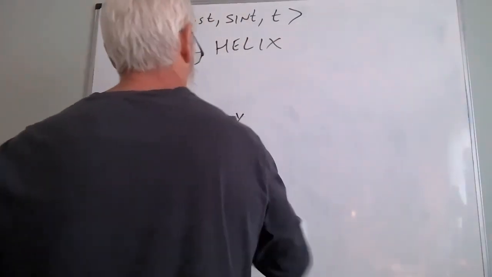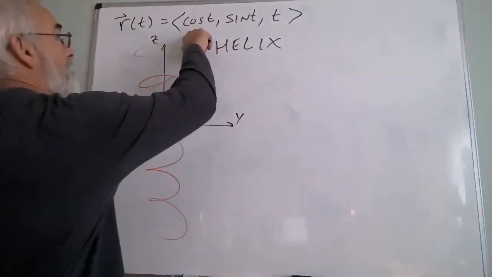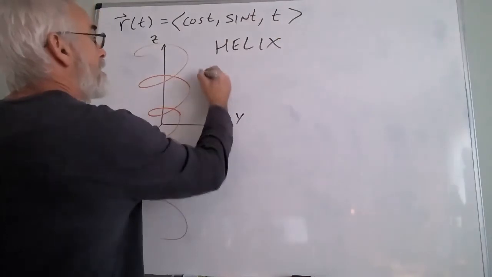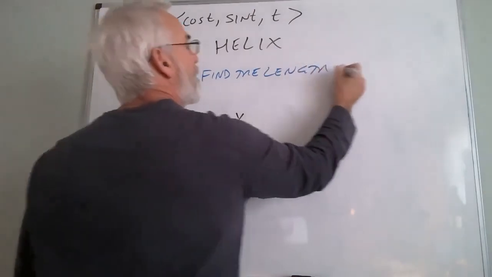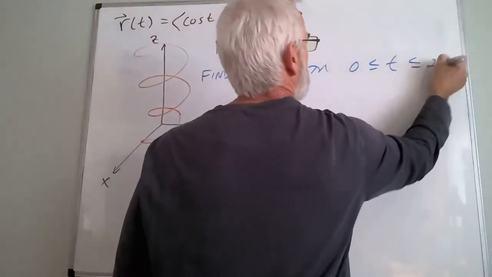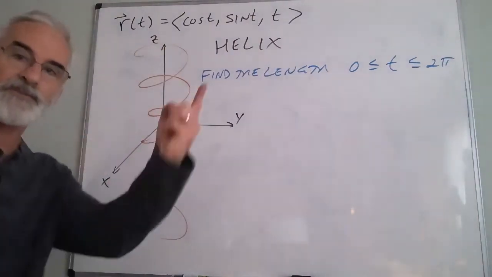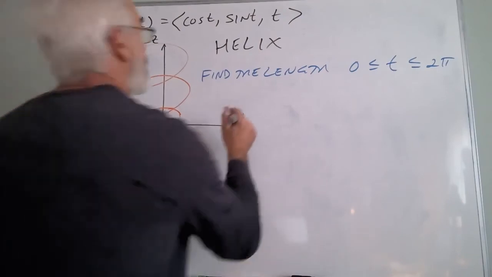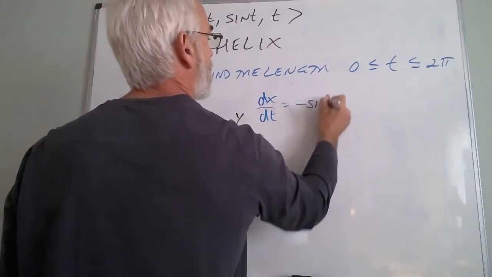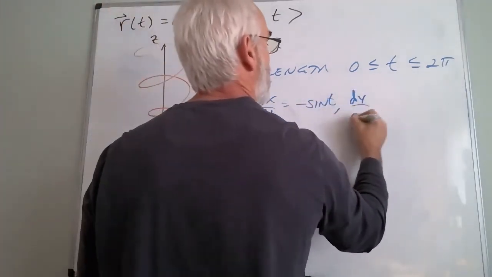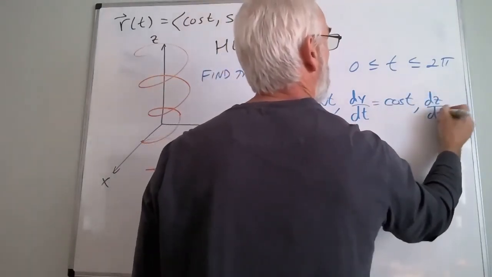So I want to find the length of this. That's my x of t, that's my y of t, that's my z of t. So let's find the length, where t is between, just keep it simple, 0 and 2 pi. So I'm doing one complete loop as I'm spiraling upwards. So dx dt would be negative sine t. dy dt would be cos t. dz dt would be 1.